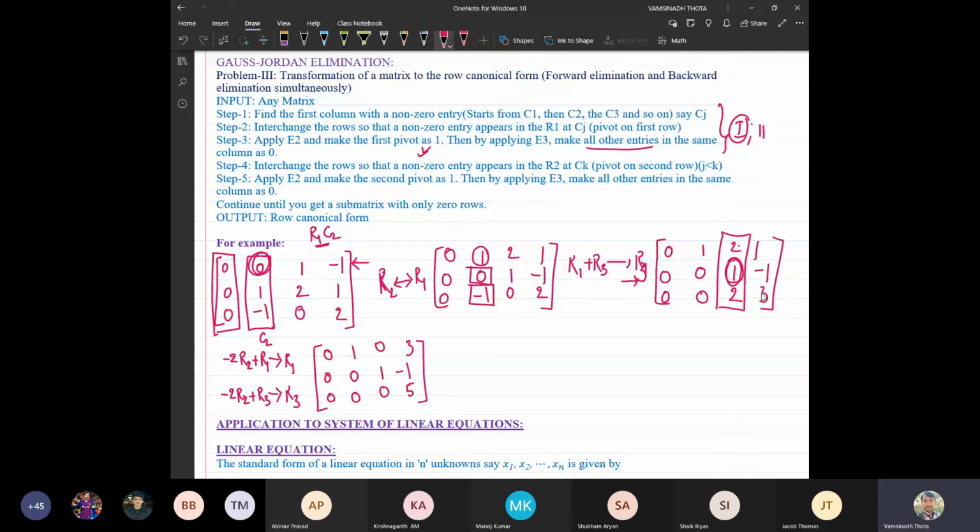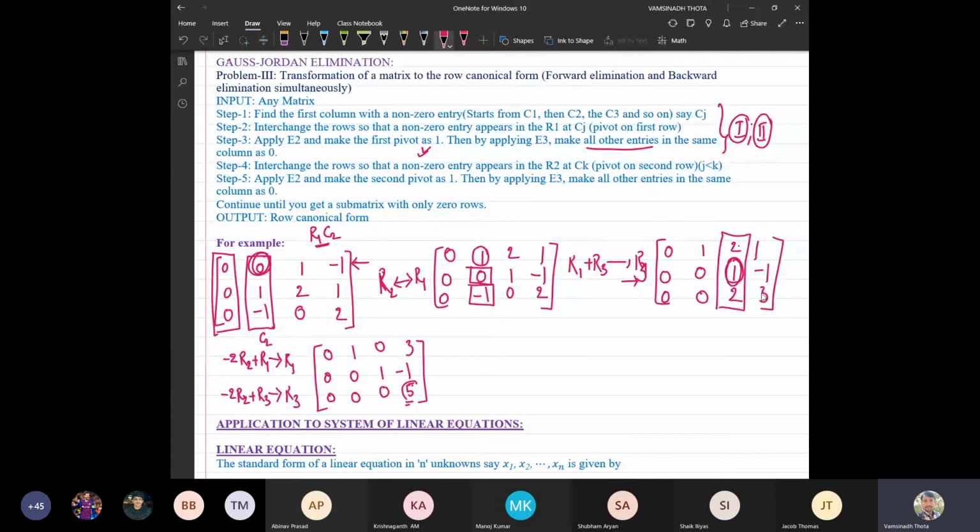Second level means the procedure regarding the second pivot element is also done. Now we need to identify the next pivot element if there is any. Suppose this is already equal to 0. Then our job is done. Now it is in the row canonical form. That's all. But here we didn't get 0. There is some non-zero entry. The non-zero entry is what? Here it is 5.